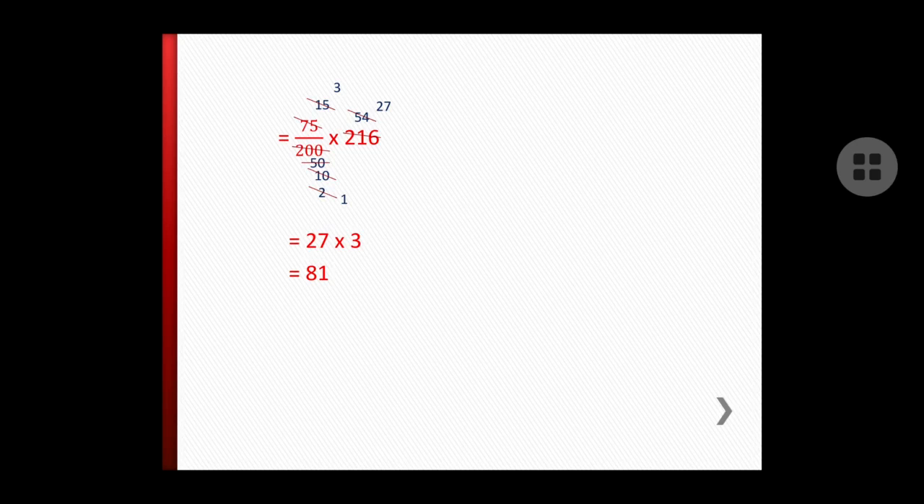So this is the decrease value. This is not the final answer. This is a decrease value. So what is the new value? You have to subtract it. So the new value: 216 is the old value. From that we have to subtract 81. So you will get 135.